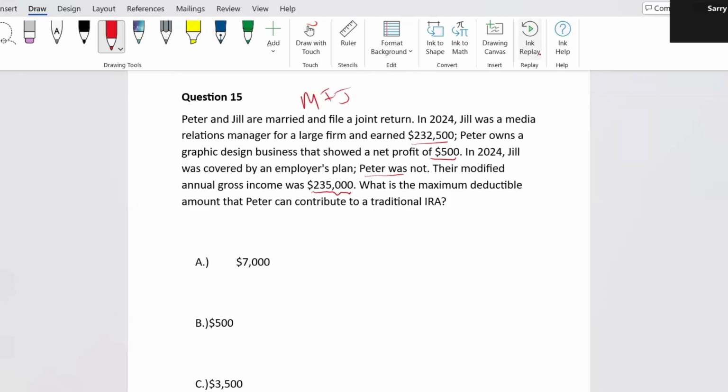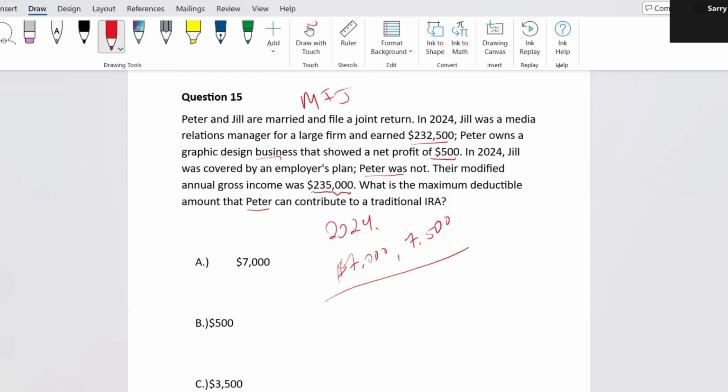So typically, in general, in 2024, you can contribute up to your earned income or $7,000 per person. If you're 50 and over, you could do $7,500. So the question is asking how much can Peter contribute? There are limits to how much you can add to your IRA based off this limit, plus another limit, which is based off whether you are eligible or not for an employer plan. It says that Peter was not eligible for an employer plan. Hence, he owns a business right here. That kind of gives it away.